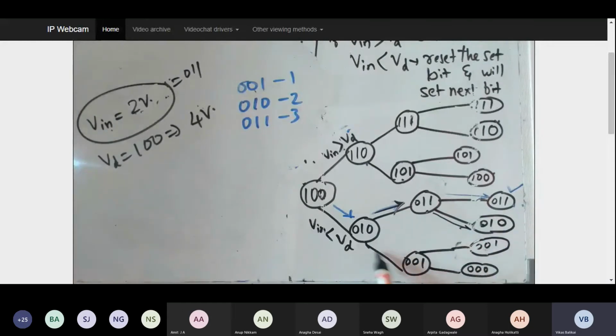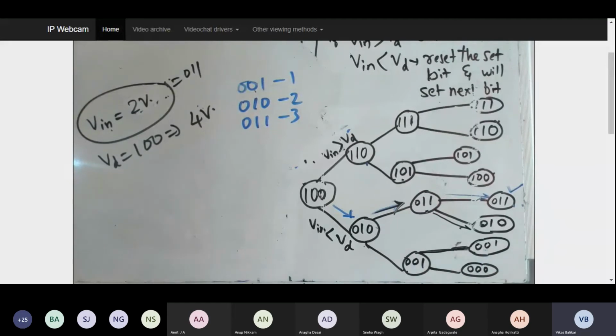Why does it not take this other path? Now you may ask the question: when my input is equal to Vd, how come it is choosing this path? Suppose it chooses the other path, what is going to happen? My Vd is 001 and my input is 2. So 001 is 1 and input is 2, so input is greater than Vd. If input is greater than Vd, it is going to take this path. Finally it is going to end up converting an analog value of 2 to a digital value of 1, which is absolutely wrong.